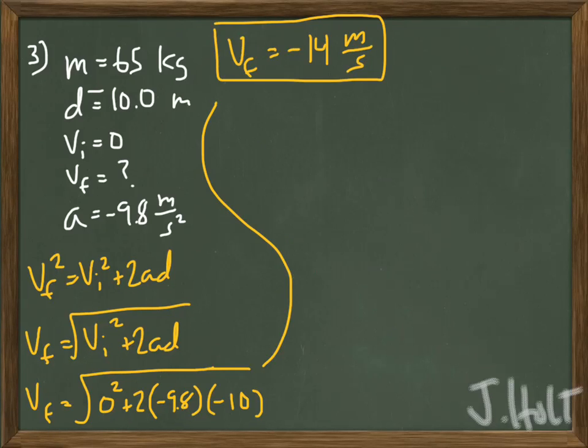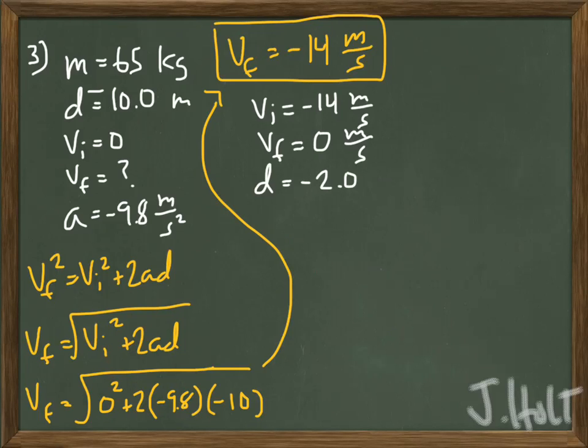Okay, so now that we have the final velocity, we need to find the force exerted by the water. Well, in order to find the force exerted by the water, we need to find the acceleration exerted by the water. So let's write down everything that we know. When we hit the water, we're going negative 14 meters per second. We know that because that was the answer to part 1. So we're hitting the water at 14 meters per second.